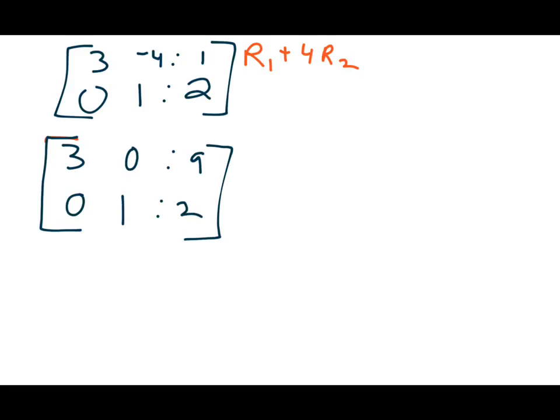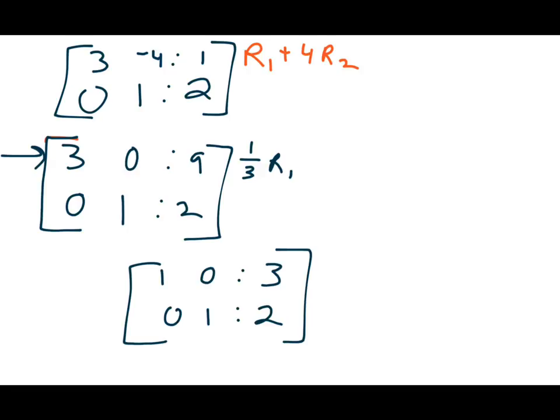And then the very last step is I need this guy to be 1. So I divide everything by 3. And that gives me 1, 0, 3, 0, 1, 2. So from here, we can say that x equals 3 and y equals 2.